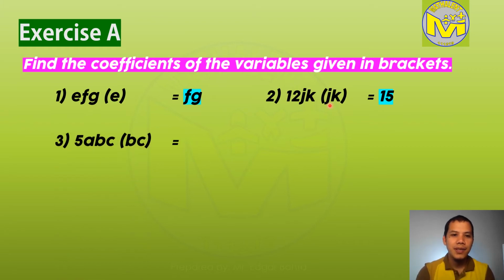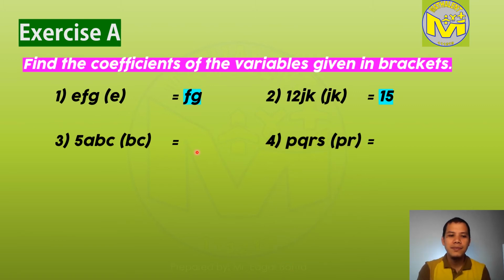Next, number three. In number three, we have 5ABC. What is in the bracket? The variables B and C. So what is the coefficient of variables B and C, or BC? What do you think? So we have B, C, so we have left 5A. Correct, 5A. I will not write, you need to write it yourself.